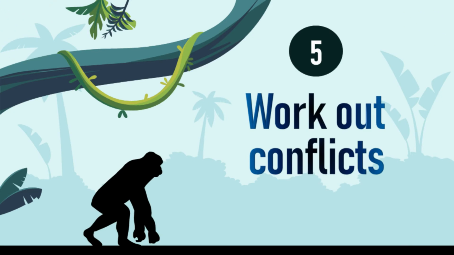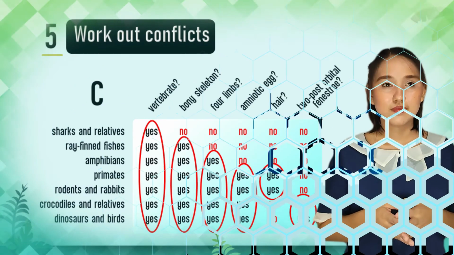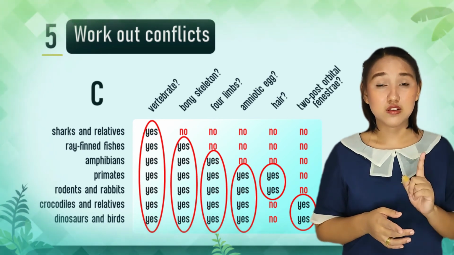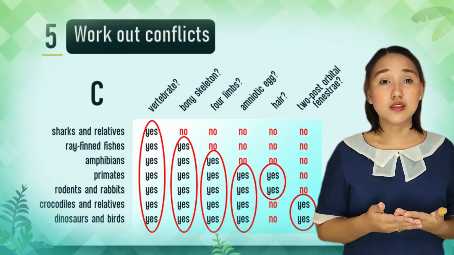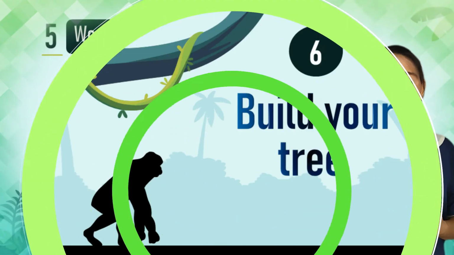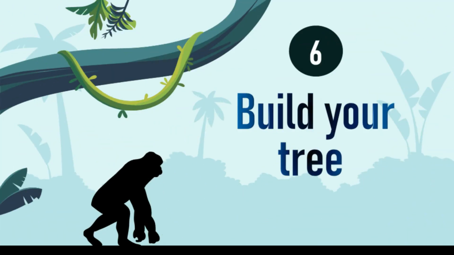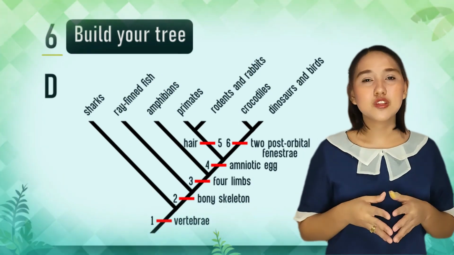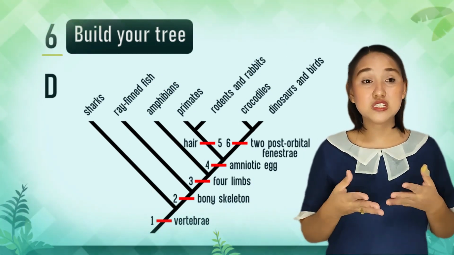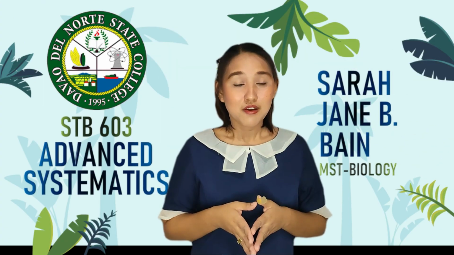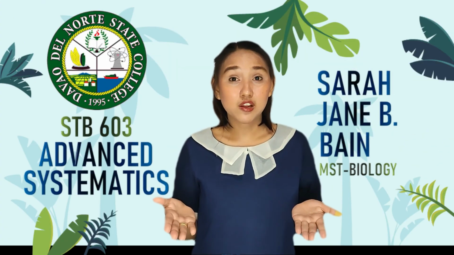Step 5. Work out conflicts. There are no conflicts here. Every group is a subset of another group. Lastly, Step 6. Build your tree. Based on the groupings above, you produce this tree. Voila! You have made a phylogeny.